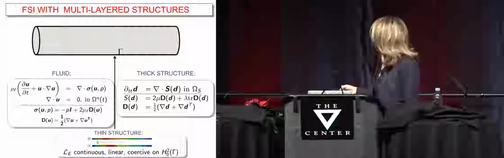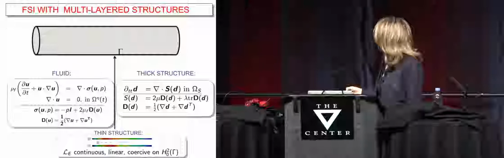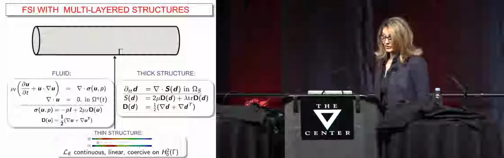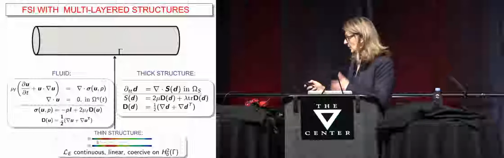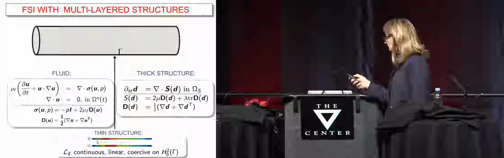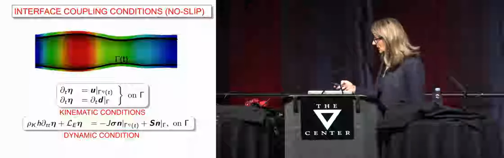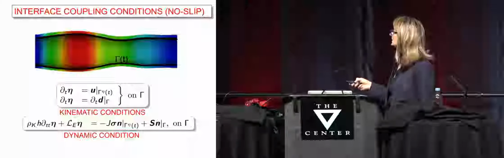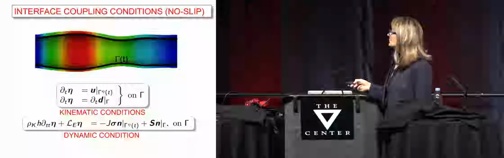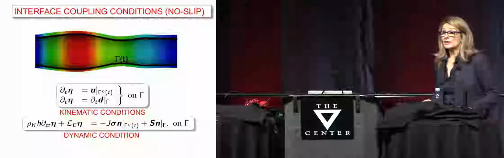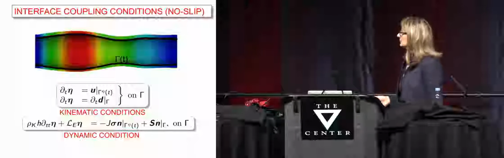For the purposes of our proof, LE is going to be a continuous linear coercive operator on H02 of gamma. Actually, we now have proofs when L is also a nonlinear operator, describing a nonlinear Koiter shell. The question now is to see how to couple these different models. And so one needs to prescribe two sets of coupling conditions to give rise to a well-defined problem.